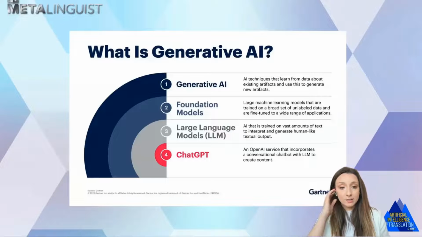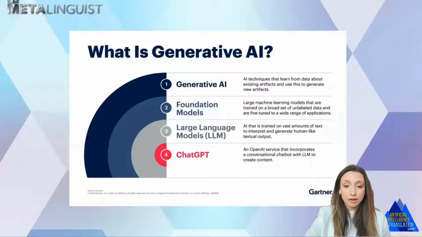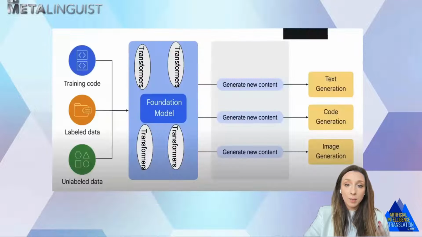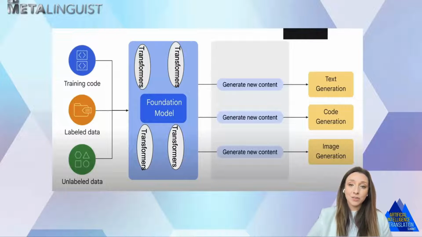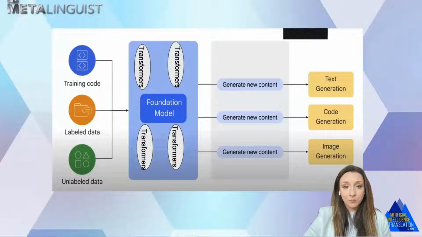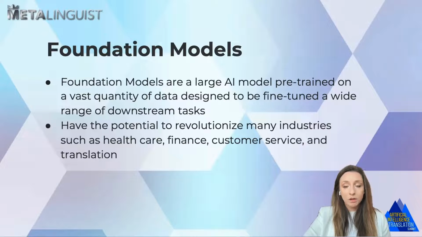What we're going to look at is really what is underneath the generative AI hood. You might have seen this before. This is the most basic infrastructure diagram, but basically what it explains is that GenAI models take training code with labeled and unlabeled data, put them into a foundation model, which is made of transformers, and then generate the appropriate new content. So let's dive into this a little more.